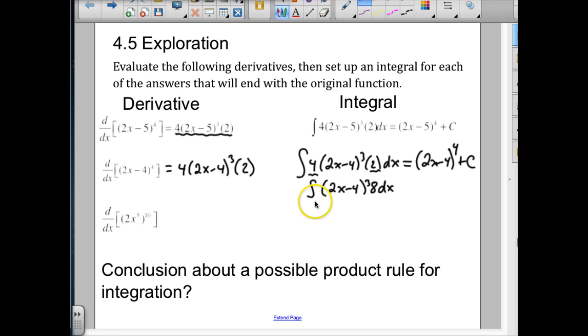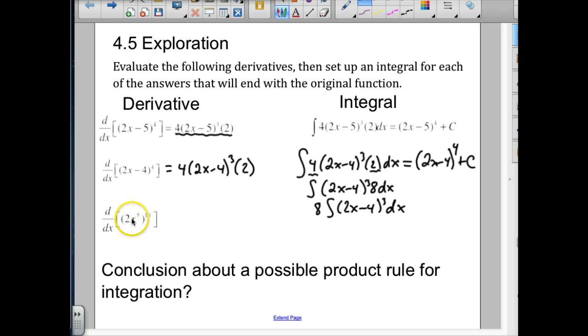Right now, if we were trying to integrate this, we take that 8 out. The only way we know how to integrate this would be to multiply out (2x - 4)^3 all the way, and then integrate each piece, and then multiply each answer times 8. But what we're going to do is learn a rule called u-substitution that will help us find the integral of something that is set up as a composition.